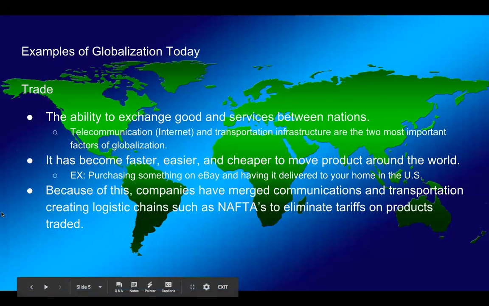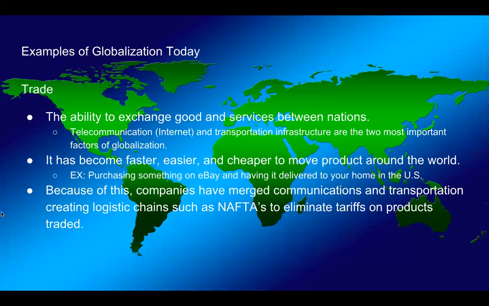Some examples of globalization today are trade, the ability to exchange goods and services between nations. Two huge factors are telecommunication, which is the internet, and transportation infrastructure, the two most important factors of globalization. Now more than ever, it has become faster, easier, and cheaper to move products around the world. An example would be purchasing something online, perhaps from eBay, and having it delivered to your home in the US. Because of this, companies have merged communications and transportation, creating logistic chains such as NAFTA to eliminate tariffs on products traded.